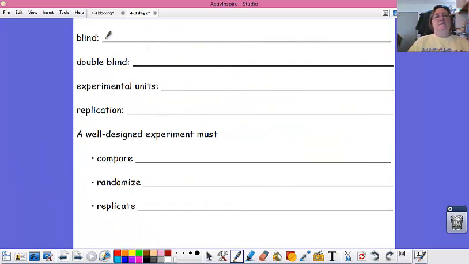Okay? In medical experiments, you may have heard the terms blind and double blind, and those are important, especially when you're talking about that placebo that we've just talked about. In a blind experiment, the patient doesn't know which treatment he or she is receiving. That is, they don't know whether they're getting the real pill or the fake one. That would kind of undo the whole purpose of having a fake one. The patient doesn't know which treatment they're receiving.